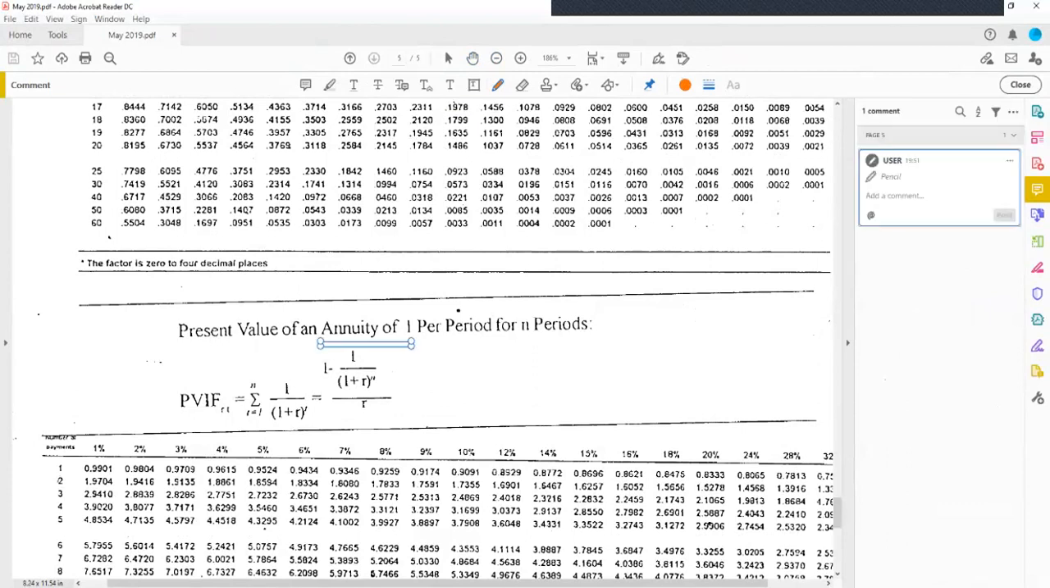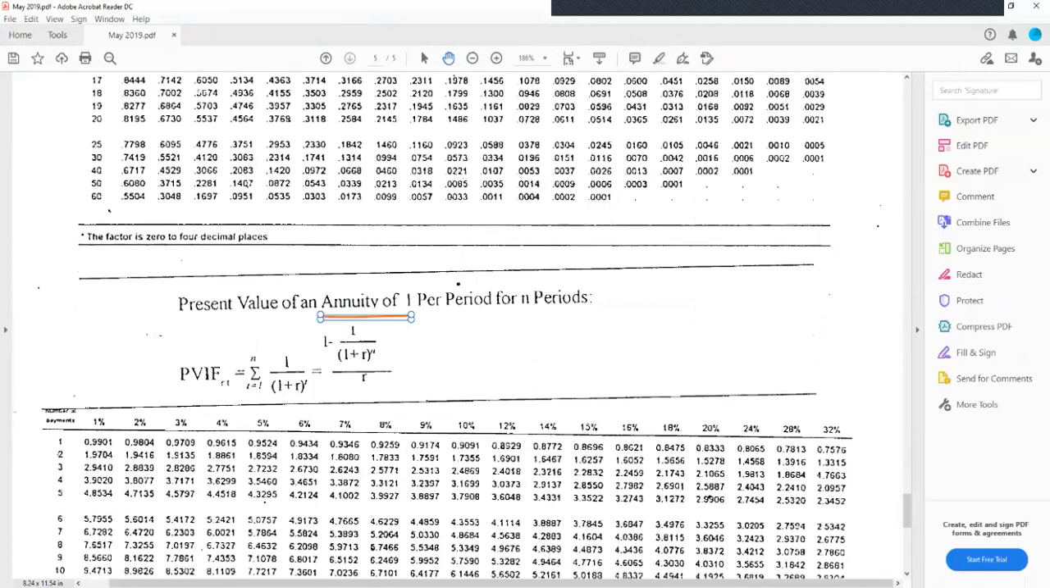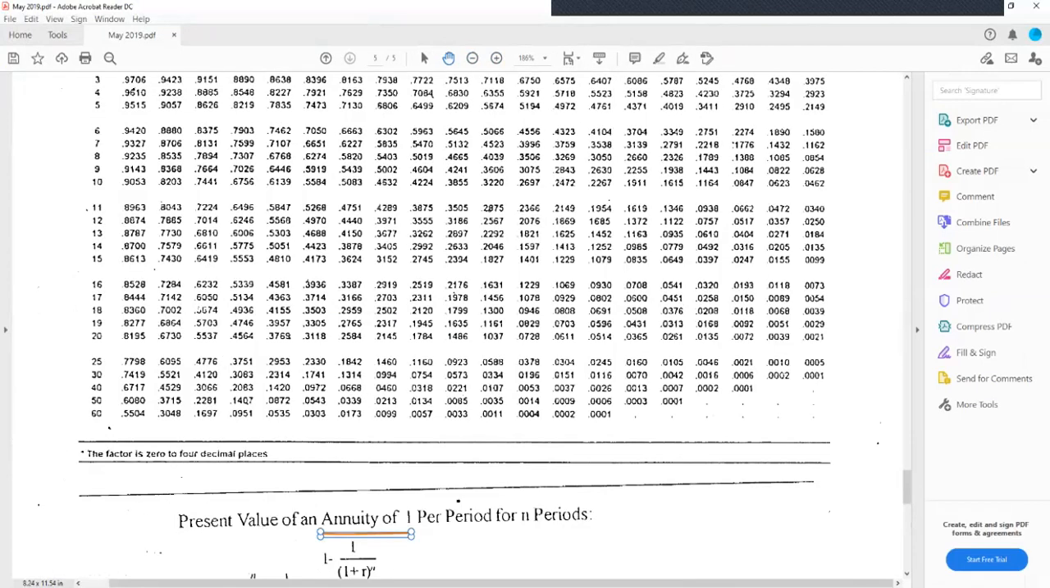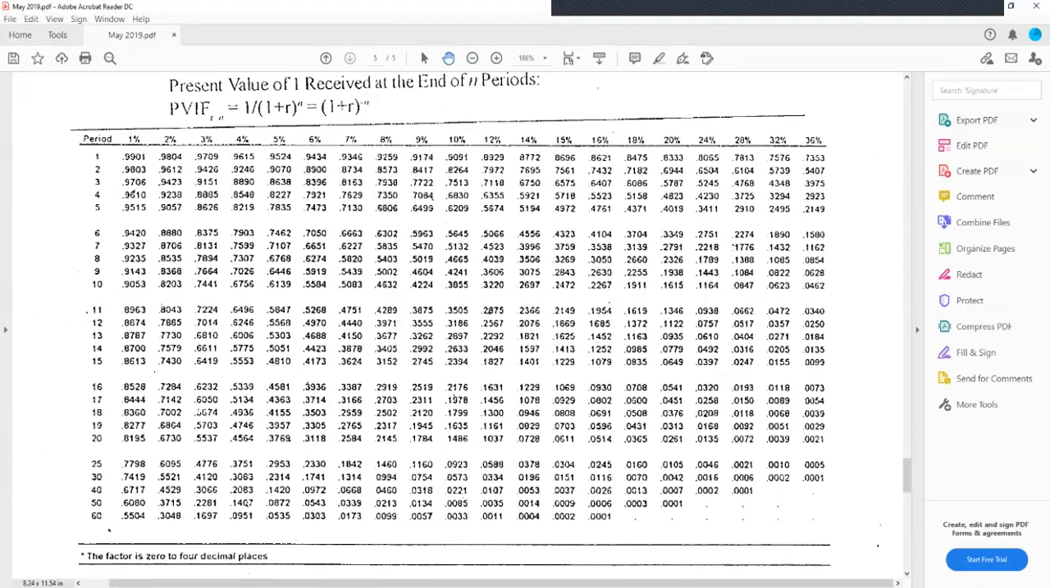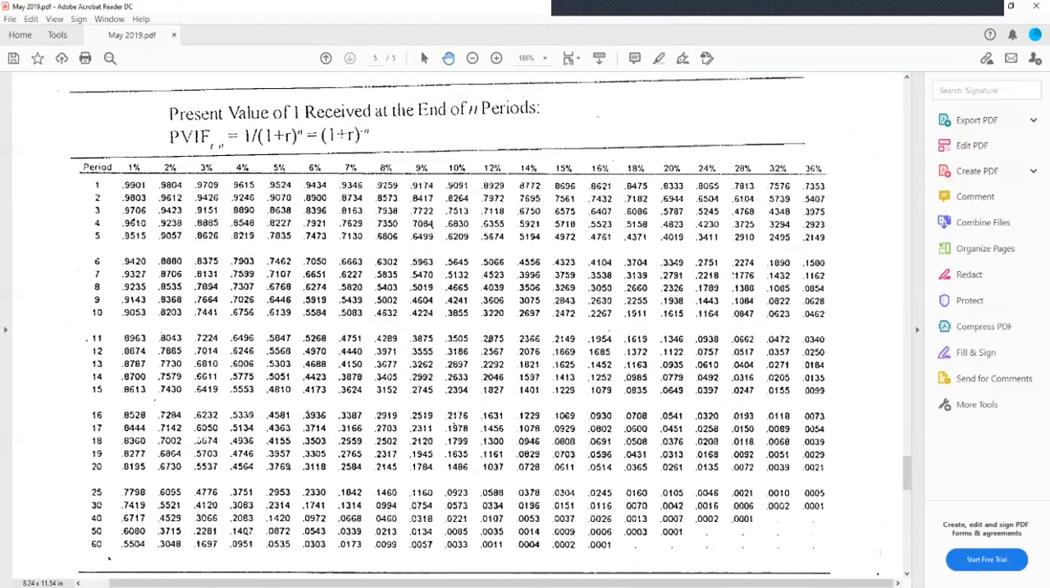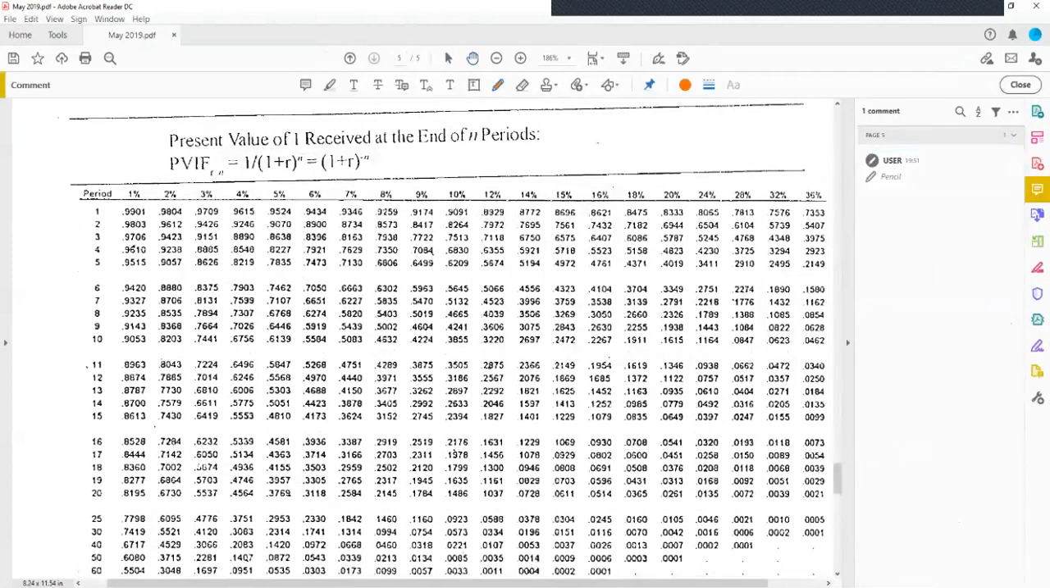This is in case you want to discount an annuity, and the first table is in case you want to discount a single cash flow. For my example here, I want to use a single cash flow, so I'll be using the first table. I want to discount the cash flow that occurred in year 3 at 10%. Where the two coincide, that's the factor, which in this case is equal to 0.7513. So therefore, I can discount.